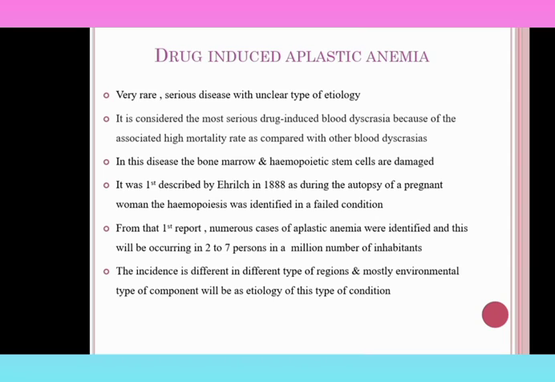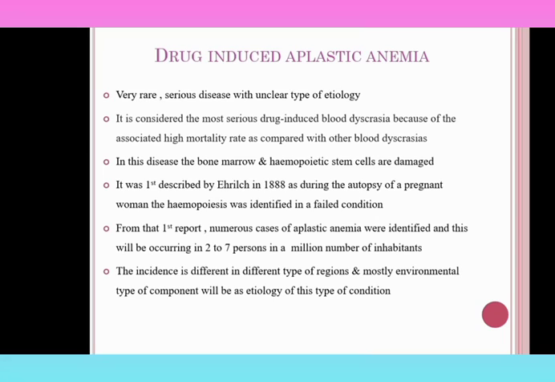Now coming to the drug-induced aplastic anemia. This drug-induced aplastic anemia is a very rare and very serious type of disease with unclear etiology. It is also considered the most serious type of drug-induced blood dyscrasia because of the associated high mortality rate as compared with other types of blood dyscrasias. And also in this disease, the bone marrow and the hematopoietic stem cells are damaged. So it is one of the serious types of drug-induced blood dyscrasia and also has a high mortality rate.